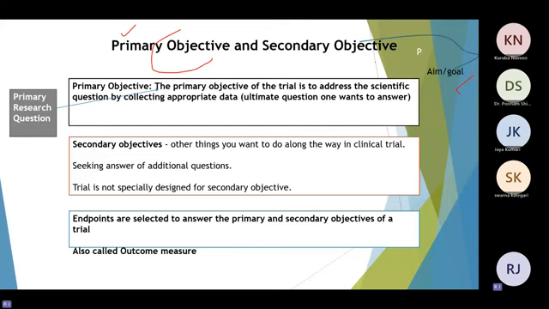Okay, so the standard definition: the primary objective of the trial is to address the scientific question by collecting appropriate data, or the ultimate question that one wants to answer. Okay, don't worry, we'll see these two things with the help of examples. It will be clear to you. And the secondary objective is other things you want to do along the way in the clinical trial, meaning apart from the main goal, your second goal is your secondary objective.